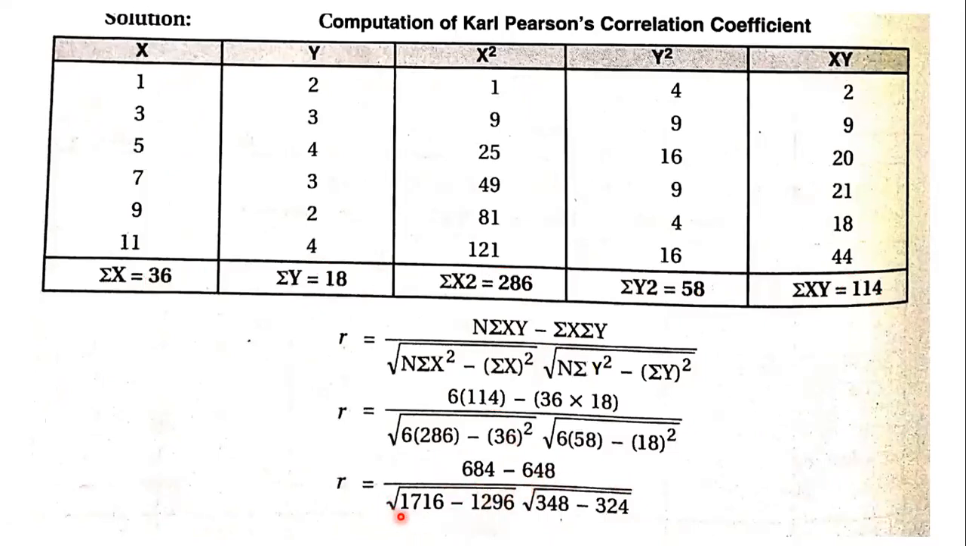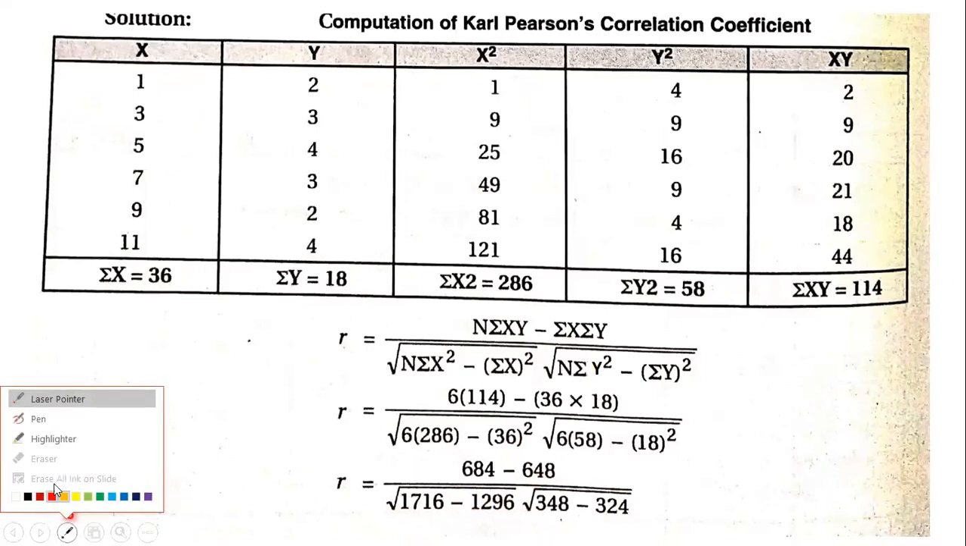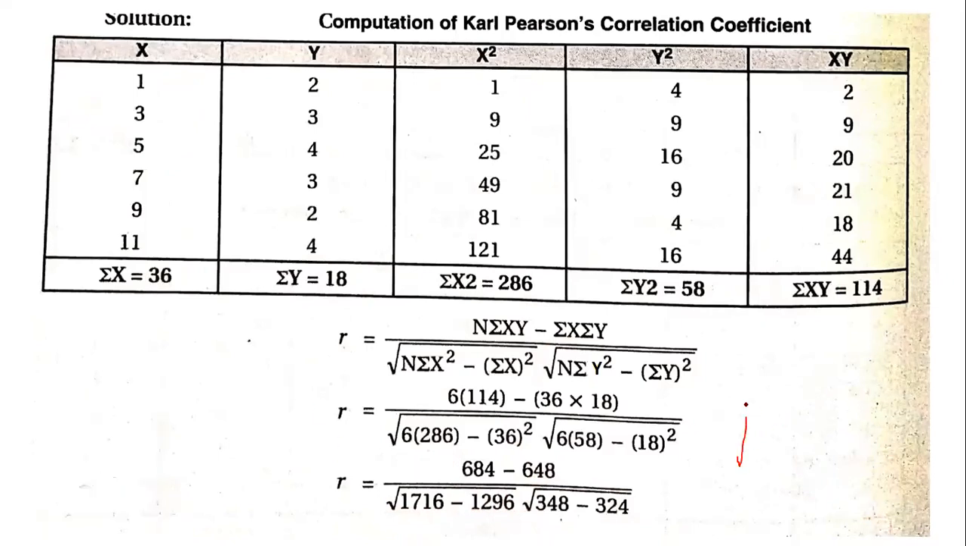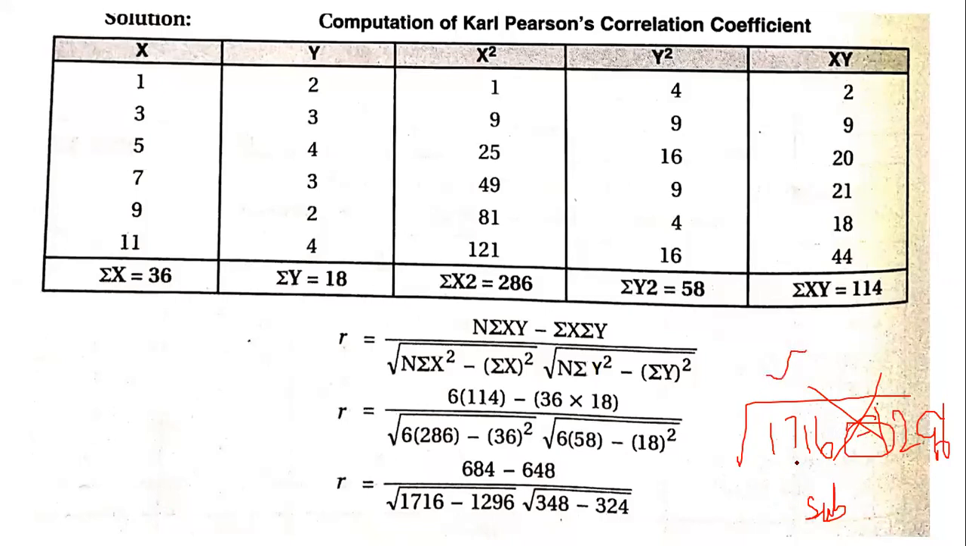Then square root of 1716 minus 1296. See, here again, many students try to first find the square root of 1716 and 1296. Don't do that. Okay, first do the subtraction, and you will get one number. That number you have to find the square root of. Don't find the square root first and then do the subtraction.